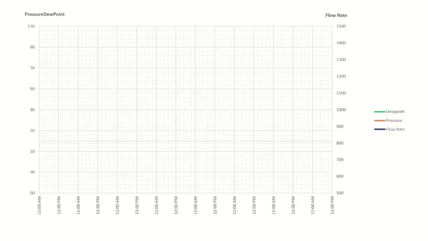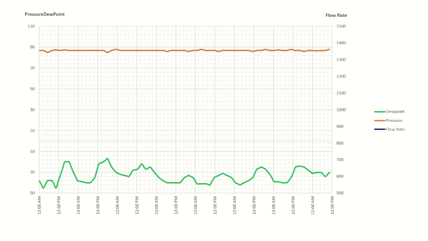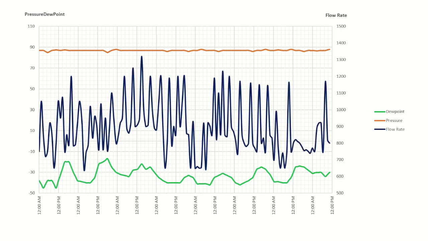Now we're going to look at two scenarios where we use measured trend data from an operating plant to assess its compressed air system. In the first plot, the green line shows the dew point, the orange line shows the air pressure, and the blue line shows the flow rate.